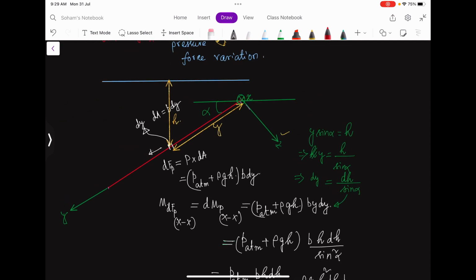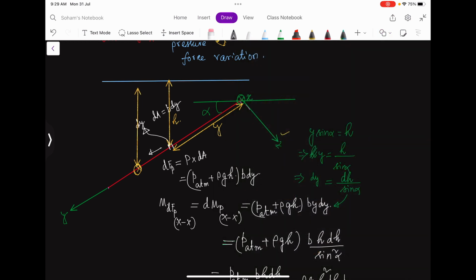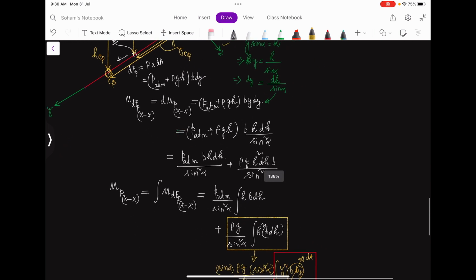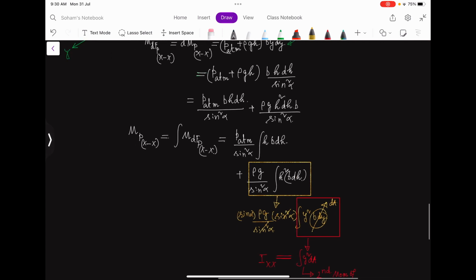Now if I consider the center of pressure at this point, let me say that the height of center of pressure is this, hcp, and this is the cp, and the length we are interested in I will call ycp. So the center of pressure is the point through which the total force is assumed to be acting.